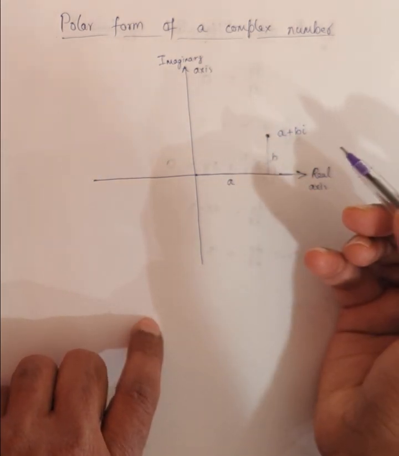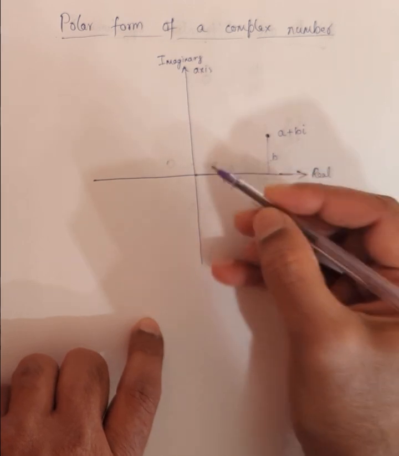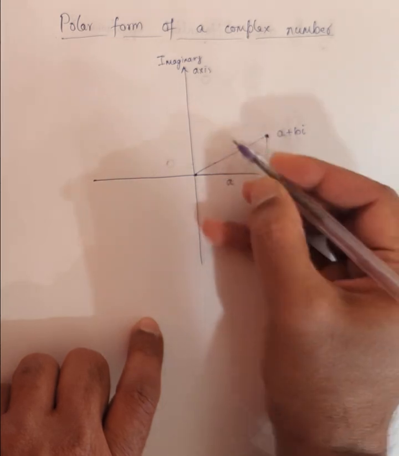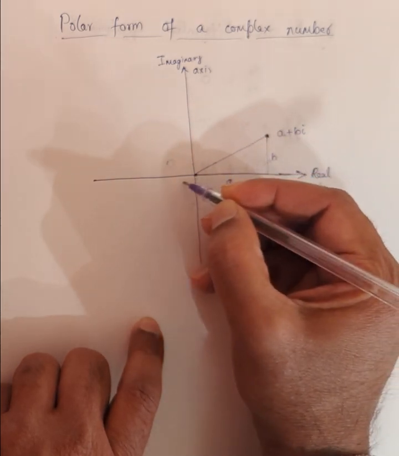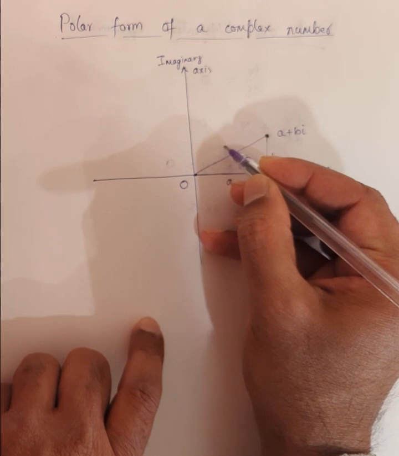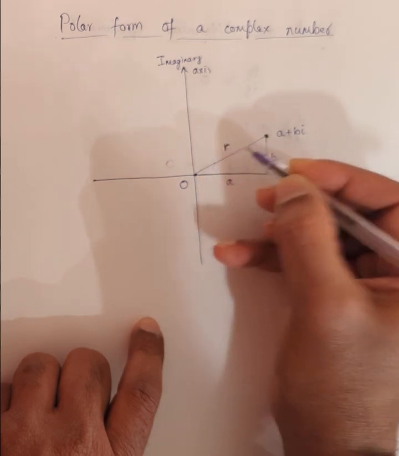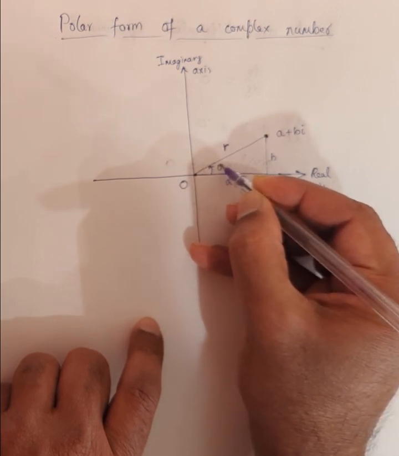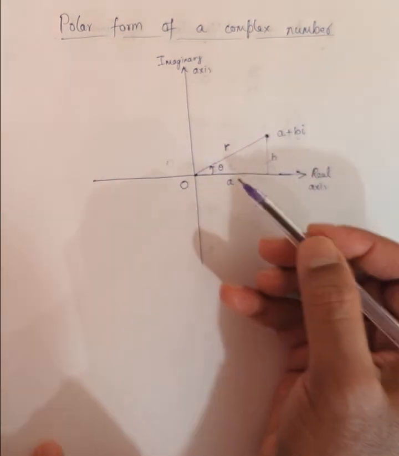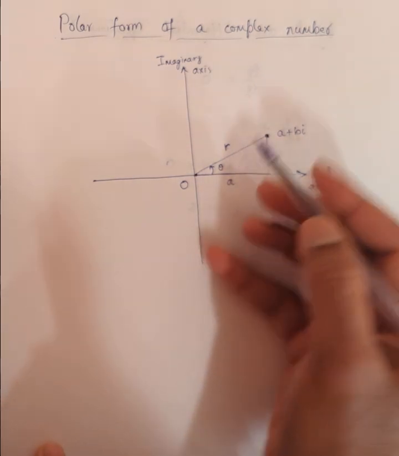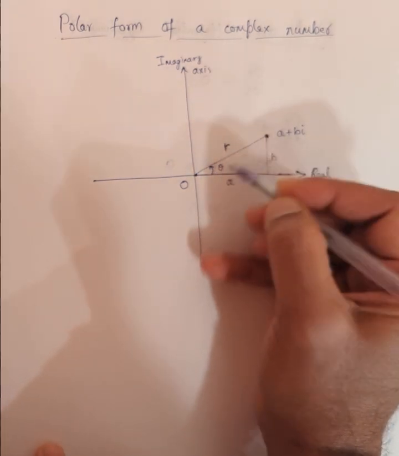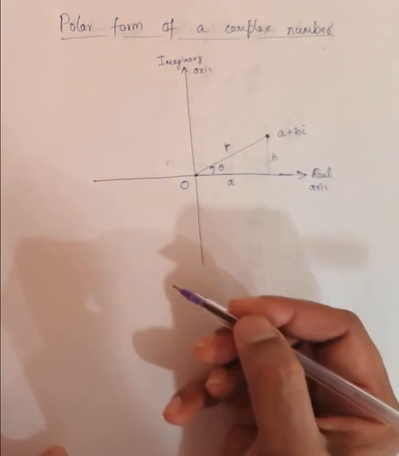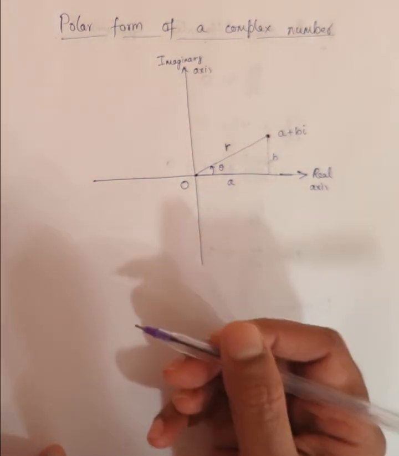Now there's one other way to represent the same number, a plus bi. This time we use the distance from the origin. Let's say this is r, and the angle it makes with the positive real axis, let's call it theta. So if you are using these r and theta to describe the complex number, this point, then you say that you are using the polar form.